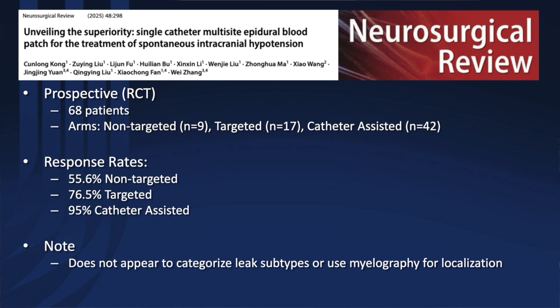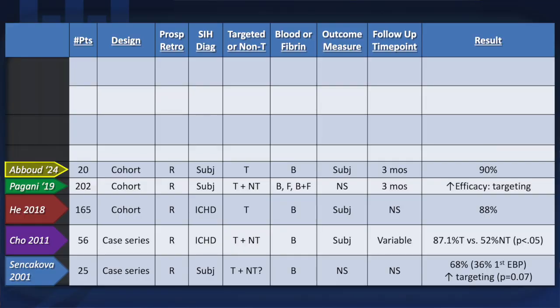There was a randomization schema. 55% of them ended up responding when it was non-targeted, 76% when it was targeted, and within their novel technique, they said it was a 95% response rate. But there does appear to be some suggestion that targeting was helpful in this case. Some of the notes about this: it doesn't seem like they categorized the leak subtypes or used myelography for localization, so I'm not exactly sure how they knew where the leak was.